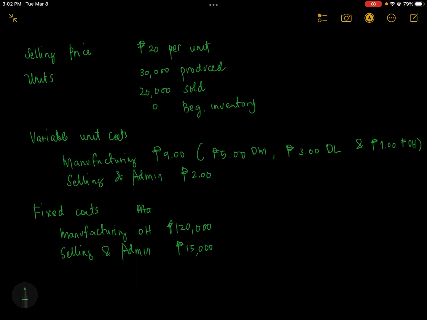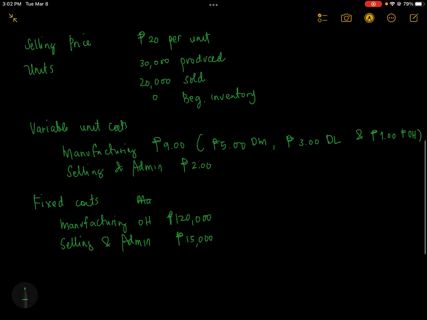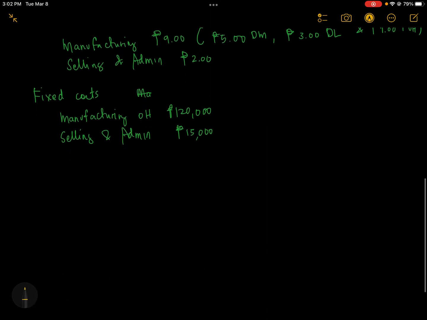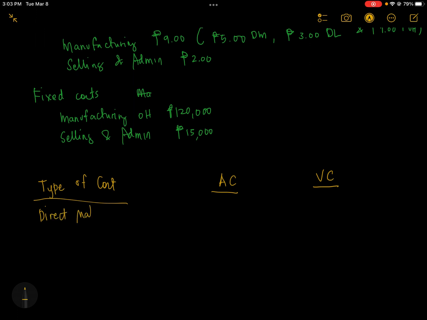So considering the information here and the concept of variable costing and absorption costing, let us now try to compute the manufacturing cost per unit under two methods. So first here, the type of cost. It's our first column. The second column is under the absorption costing, and the third column is under the variable costing. So first, let's talk about the first component, of course, which is the direct materials. Direct materials is 5 pesos. Since direct materials are considered to be variable cost, it will be included in both methods.